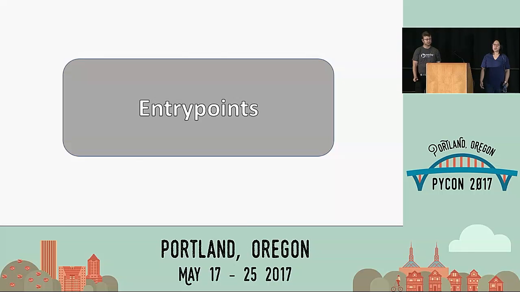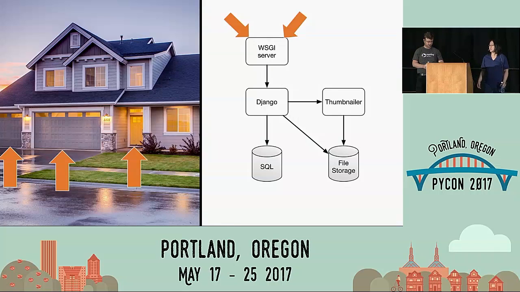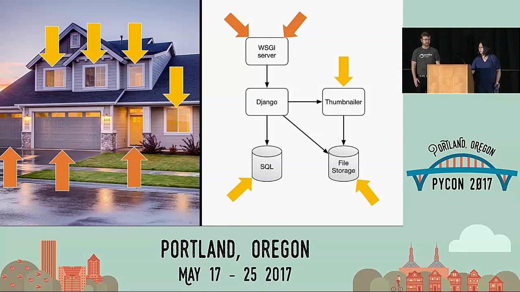Next, we need to enumerate the entry points to our system. So there are two types. We need to identify the intended entry points, which is where we want users to interact with our system. For our house, we want our visitors to come in through the garage or the front door. For our Django app, which is an HTTP application, we want users to come in through the open HTTP port through our WSGI server. But we also want to make sure we enumerate any unintentional entry points.